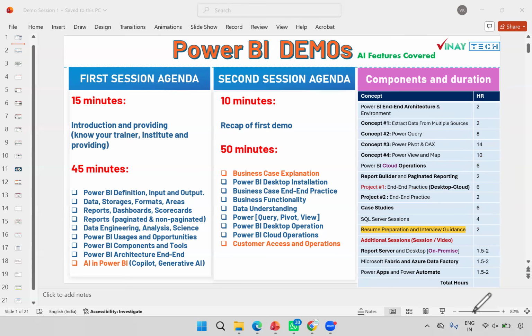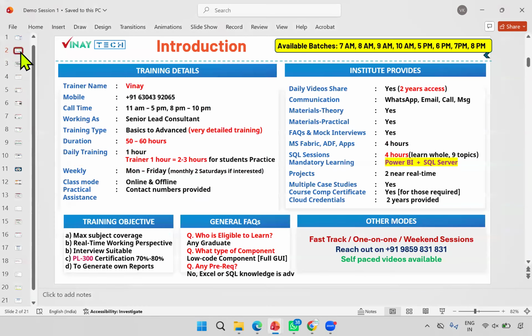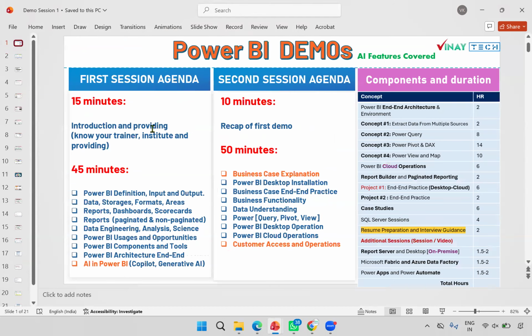Sir, will you give the detailed content? Yes, I will share the detailed content with you in a PDF document. Please look into it. If I open it now, you will not understand anything. Those who already have knowledge and are interested to know more, just go through the PDF. But this is the high level. I have successfully done the demo that I planned today: knowing your institute and information, Power BI definition, data engineering, data analysis, and data science differences, usage area, and opportunities.